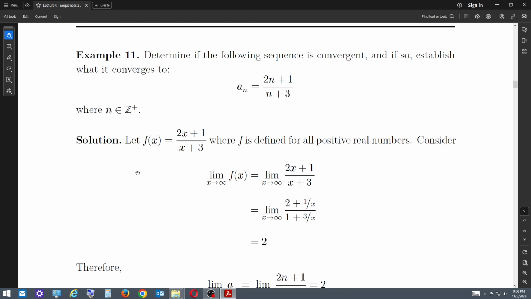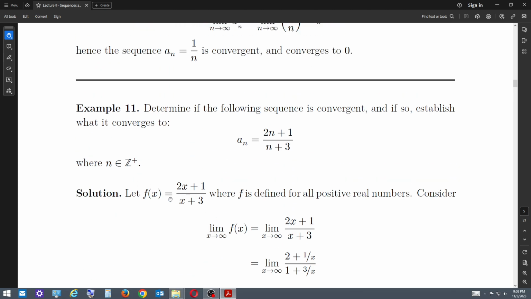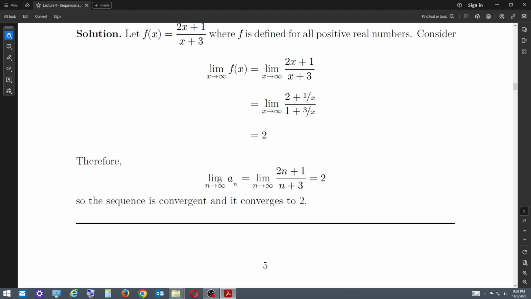Right? So how I have written this here is how I would expect you to give me a solution to a question like this. You introduce f, where this x belongs to a set of positive real numbers. Then you find a limit as x goes to infinity of this using properties from before. Then you need to conclude, well, remember, we're not trying to find the limit of this, right? We're trying to find the limit of an. So we'd say, well, therefore, the limit as n goes to infinity of an is just 2, as the limit of this, which is 2. So the sequence is convergent and it converges to 2.